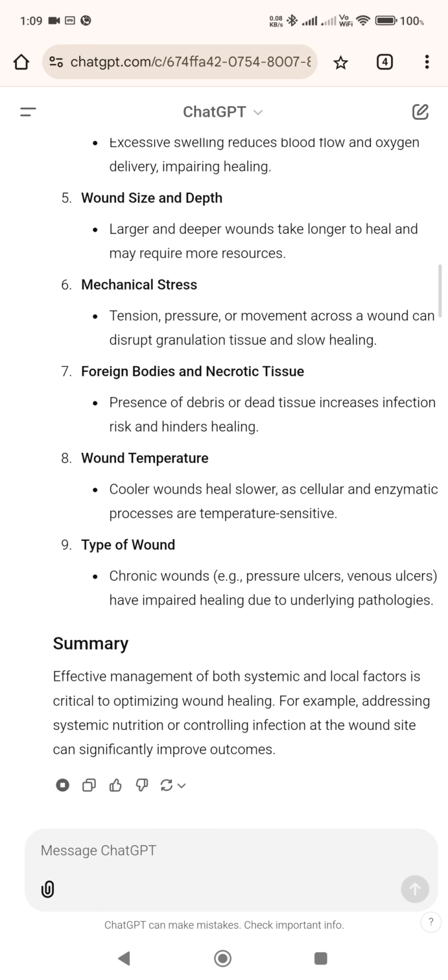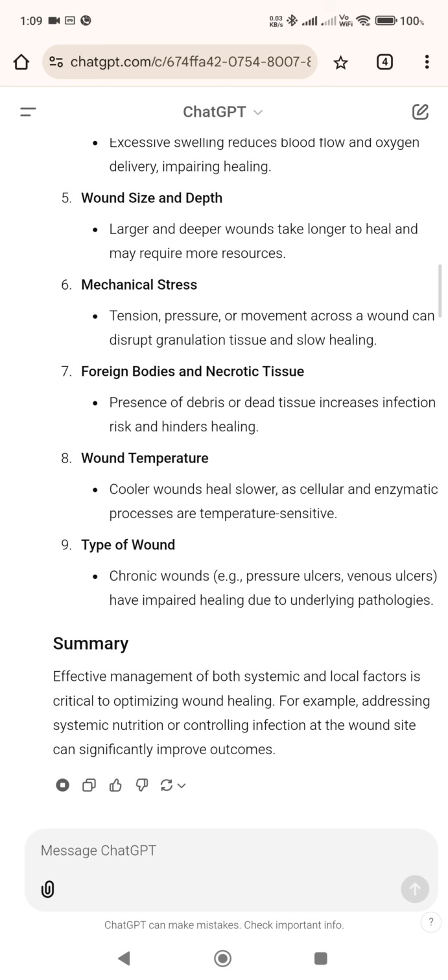6. Mechanical stress. Tension, pressure, or movement across a wound can disrupt granulation tissue and slow healing. 7. Foreign bodies and necrotic tissue. Presence of debris or dead tissue increases infection risk and hinders healing. 8. Wound temperature. Cooler wounds heal slower, as cellular and enzymatic processes are temperature sensitive.